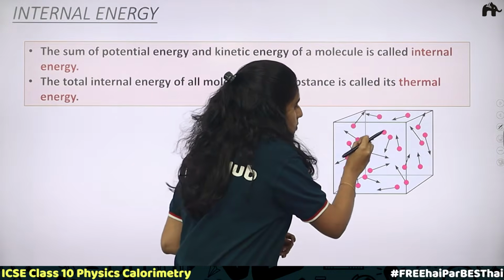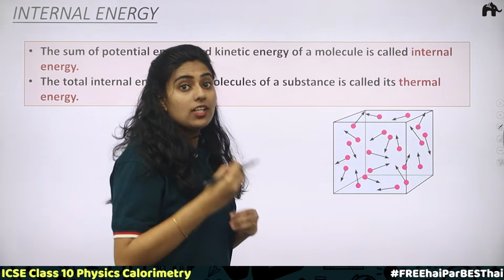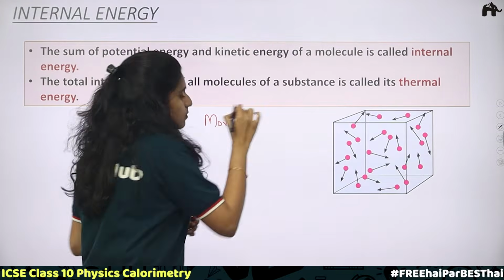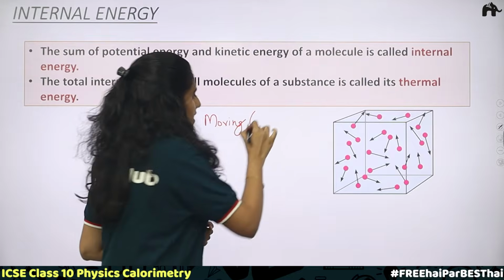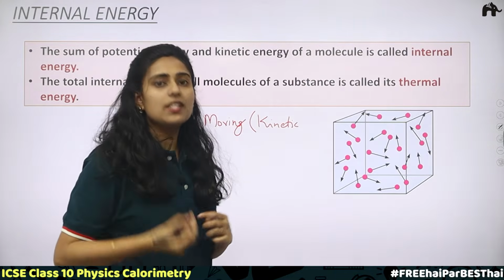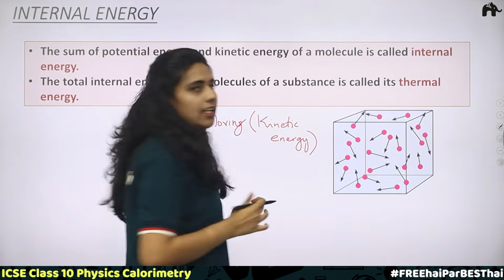Since these molecules are in motion, it means that there is a velocity. When a body is moving, when a molecule is moving, we can say that it possesses a type of energy which is kinetic energy. Kinetic energy is the energy possessed by a body due to its motion. Therefore these molecules have kinetic energy.